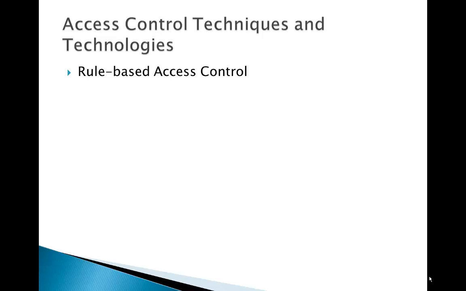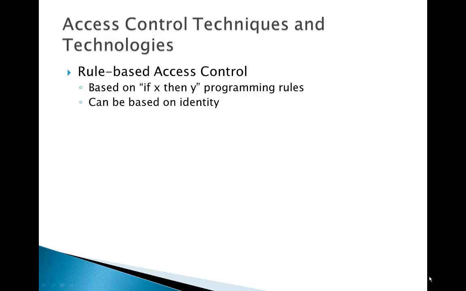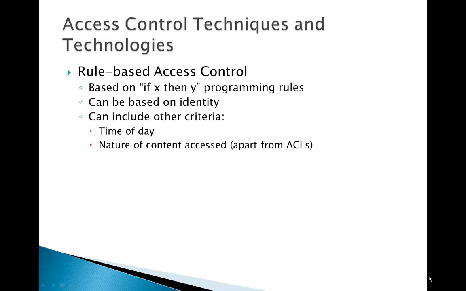Rule-based access control. It's based on if X then Y programming rules. It's based on a certain amount of logic, not just a simple comparison, but potentially very complex rules. It can be based on the identity of the user or subject, but it can also include other criteria, like time of day, nature of content accessed apart from any access control lists associated with it, and so forth.